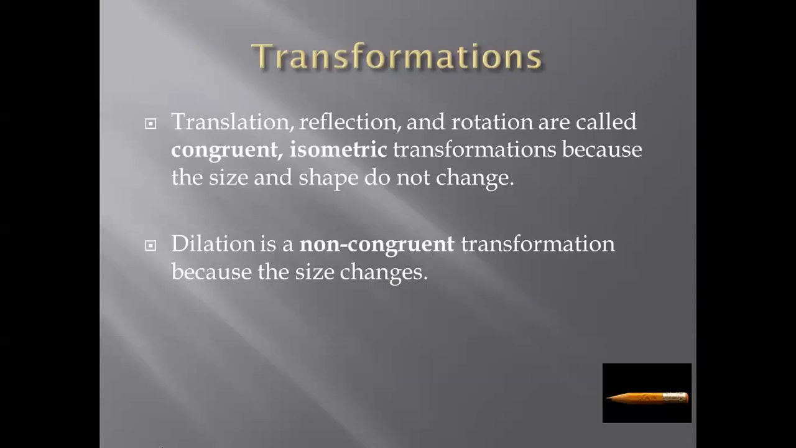Translation, reflection, and rotation are called congruent isometric transformations. That's important, congruent isometric, because the size and shape do not change. Dilation is a non-congruent transformation because that's what we're changing is the size. We're making it smaller or larger.